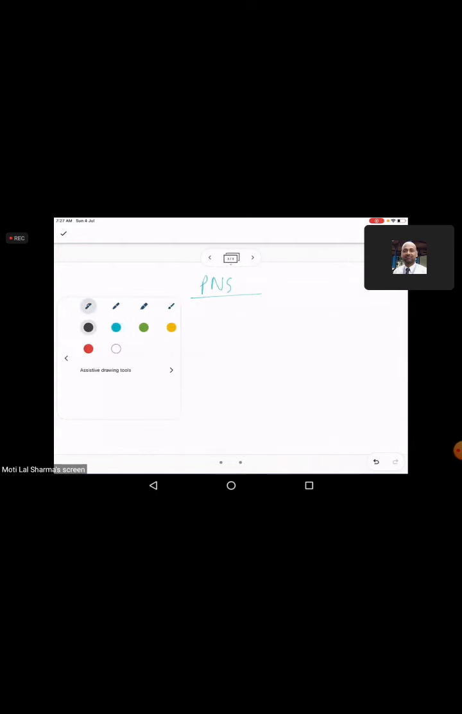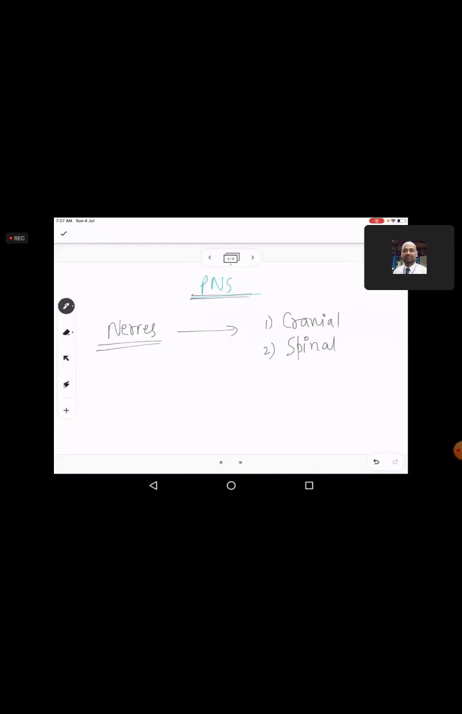Now, as per your book, we shall discuss the peripheral nervous system. What I have told you, our peripheral nervous system includes nerves. There are two kinds of nerves I have told you already, based on their origin. Number one, we call cranial nerves, 12 pairs in number, originating from your brain. And the next one is spinal nerves, 31 pairs in number, originating from your spinal cord. This is the classification of nerves based on origin.